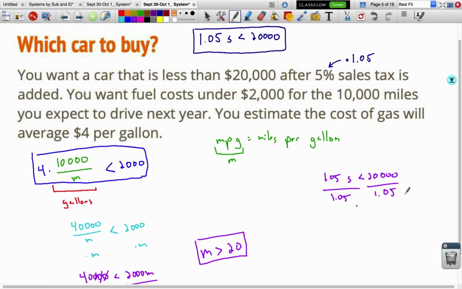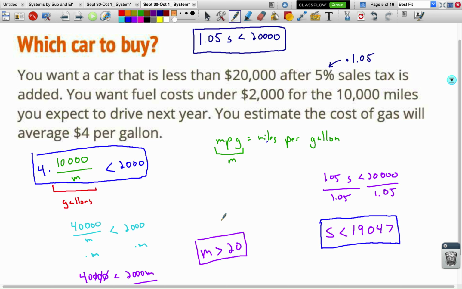And we'll round down to the nearest dollar. So we'll say S must be less than $19,047. You could round to the nearest penny, but I think, if our budget is 20,000, we don't want to get to the point where we might be like a penny short. So just rounding down to the nearest dollar is kind of always a good practice to make sure that you never come up short after sales tax or any other percentages are added on top.